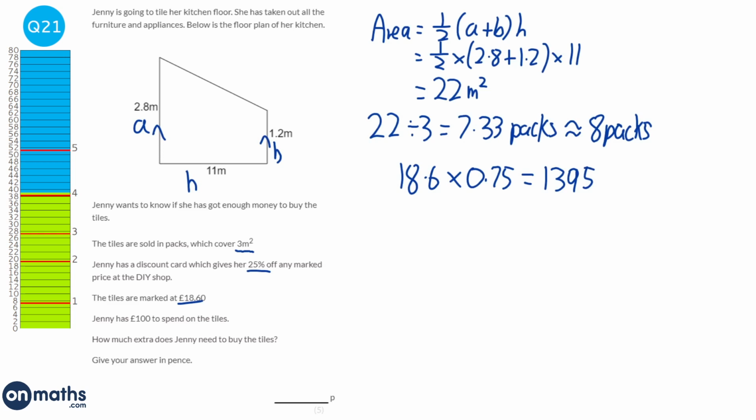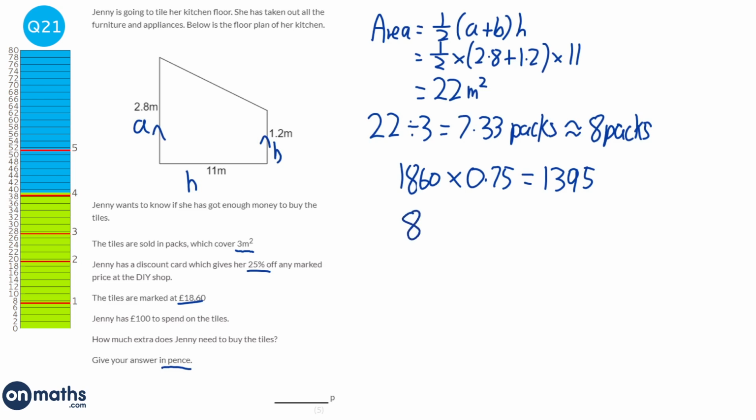Now I've done this in pence and I've kind of muddled it together here, so really let's just go back. So that would be 1,860 times 0.75, and so each pack will cost 1,395 pence. The reason we're doing this in pence is the answer needs to be given in pence, so I might as well just make that conversion now.